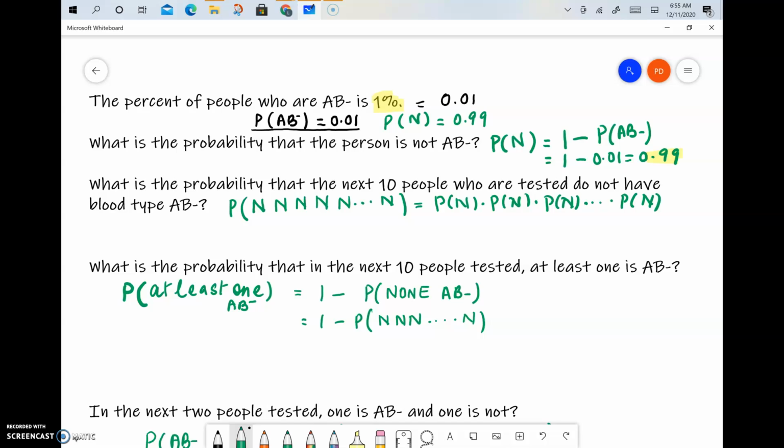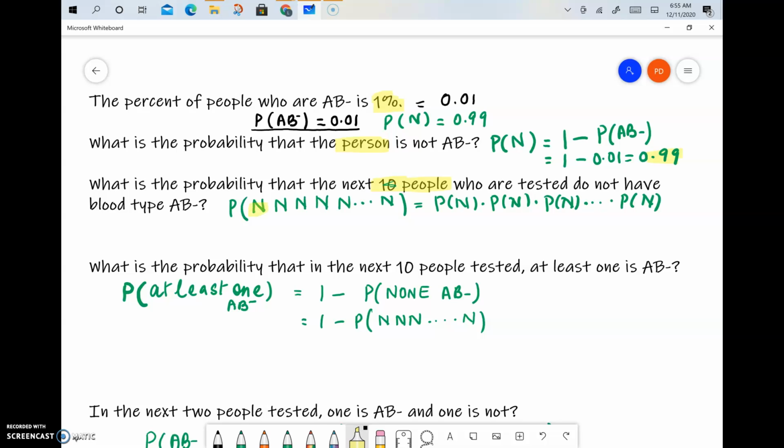Now the next question is, what is the probability that the next 10 people, not one person, but the next 10 people who are tested do not have blood type AB negative? The difference between the previous question and this question is now we have 10 people, and in the previous question it was one person.